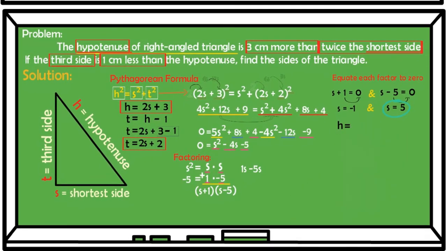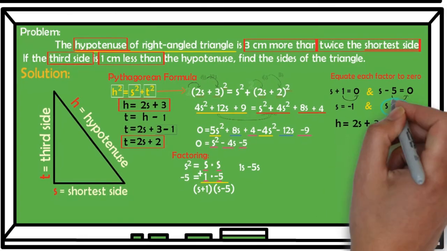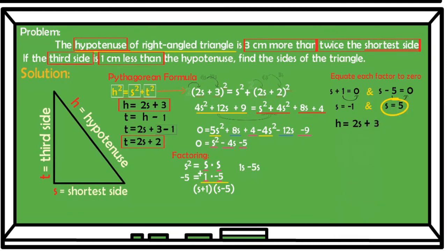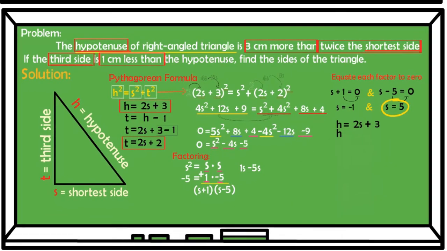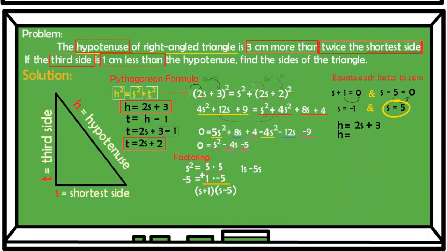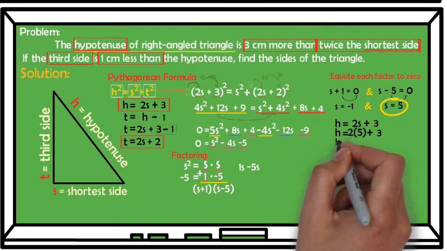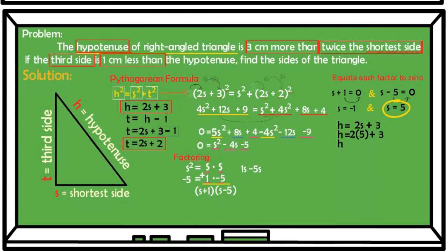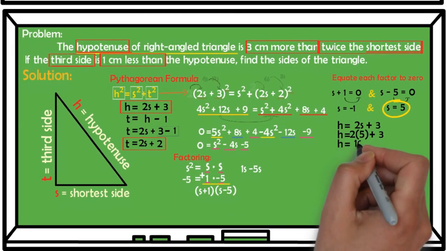So, to get the value of h, the value of h is 2s plus 3. Then, substitute the value of s, that is equal to 5. So, yung h natin ay magiging h is equal to 2. Sulat natin yung 2, then yung s is 5, then plus positive 3. Then, continue the process. 2 times 5. 2 times 5 is equal to 10.